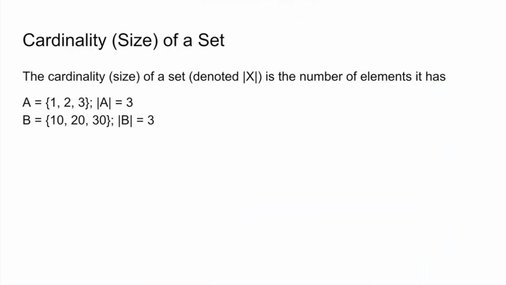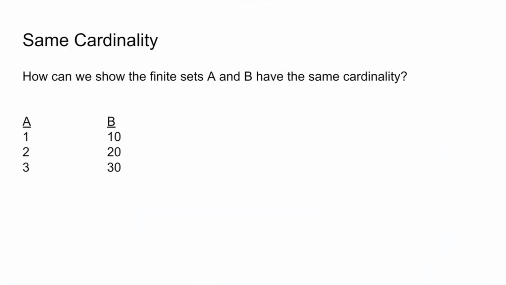So if the set A contains 1, 2, and 3, it has 3 elements, so its cardinality is 3. If B contains 10, 20, and 30, then the cardinality of B is also 3. So obviously A and B have the same cardinality because they both have 3 elements, but how else can we show that they have the same cardinality?